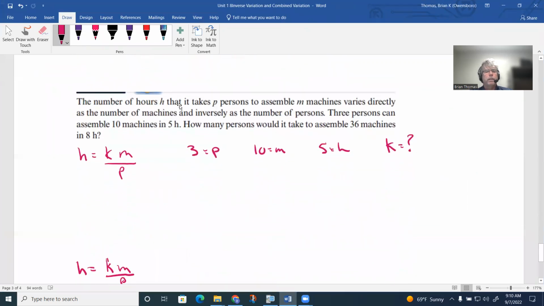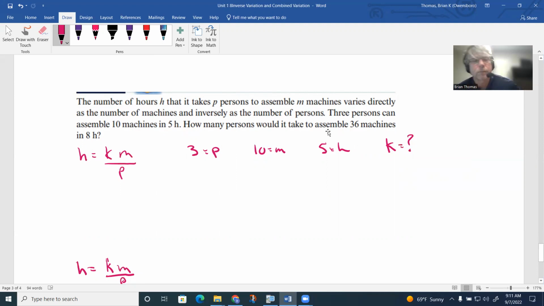So let's see if we can do another one that's combined, where part of it's direct and part of it's inverse. The number of hours that it takes p persons to assemble m machines varies directly as the number of machines and inversely with the number of persons. 3 persons can assemble 10 machines in 5 hours. How many persons would it take to assemble 36 machines?